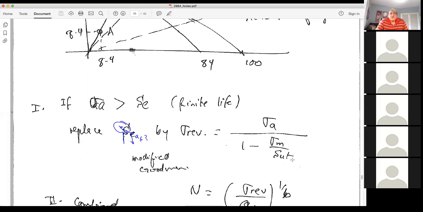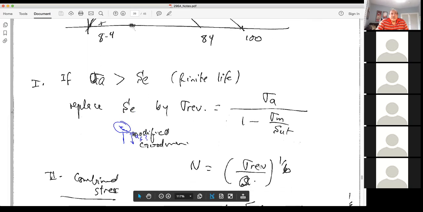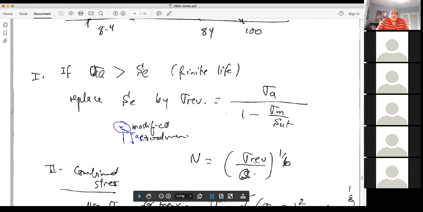plus sigma m over sigma ultimate is equal to 1. Sorry, on Gerber, not Soderberg. If it is S ultimate, it will be Gerber here. Soderberg should be S yield. But based on that relationship, I have converted the sigma alternating into a fully reversed, and then I now use this value in all of my calculations regarding finding n given sigma, or finding sigma given n.